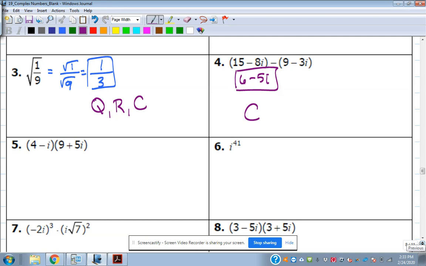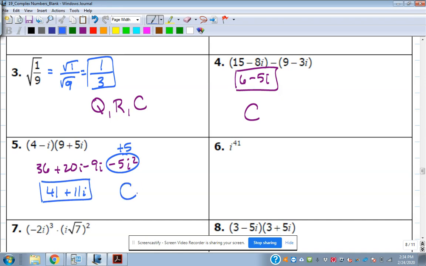All right. Number 5. Let's go ahead and simplify that. 9 times 4 is 36 plus 20i minus 9i minus 5i squared. Simplify. That's going to become plus 5. 36 plus 5 is 41 plus 11i. There's the simplified version. It's all it is, complex, nothing more.